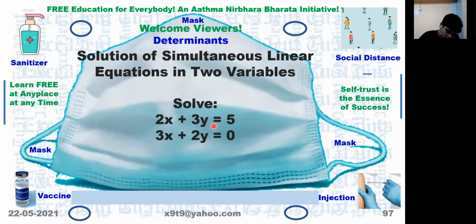So delta y is equal to 2 into 0 minus 3 into 5. 2 zeros are 0, 3 fives are 15. So 0 minus 15 is equal to minus 15. So delta y is equal to minus 15.